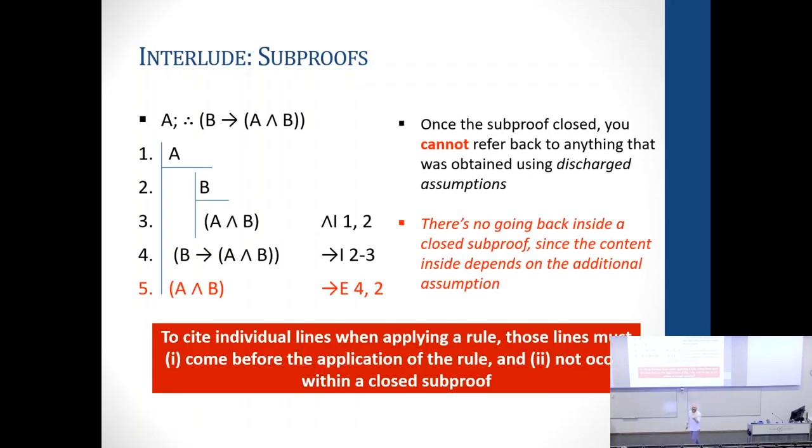Again, to stress, we cannot do something like this. Once we've closed the subproof, the lines inside it are inaccessible to us, so we can't try to use them again. This is bad, because when we close this subproof, lines 2 and 3 are gone. The subproof becomes a black box. We cannot see what those lines were, so we cannot make this move. That's a no-no.